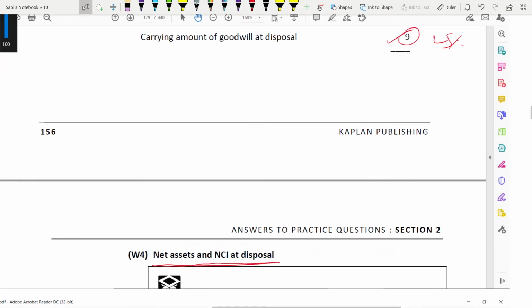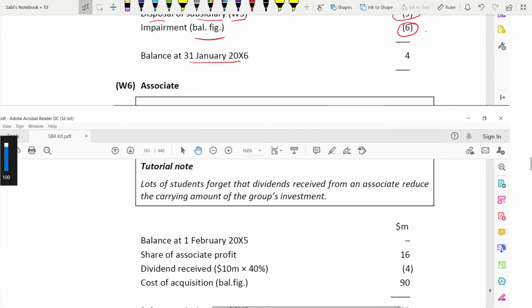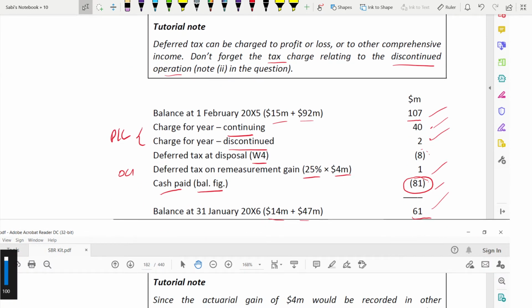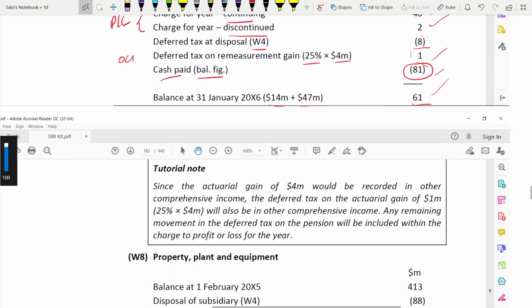But still we'll go through working 7 in order to see whether we have finished everything or not. So now you understood how we got this 8 deferred tax at disposal. 8 we deducted and we got 81. Let's see what the tutorial note says.